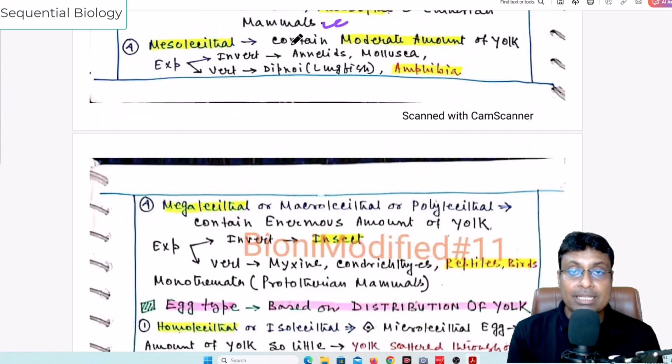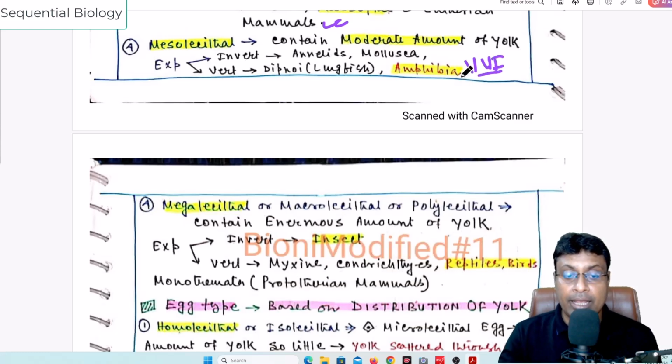Next is the mesolecithal egg, and this type of egg contains a moderate amount of yolk. This type of egg can be found in both invertebrates and vertebrates. Annelid and molluscan eggs are usually mesolecithal, and in Dipnoi or lungfish and amphibians the eggs are mesolecithal. This is very important. So amphibian eggs are mesolecithal eggs.